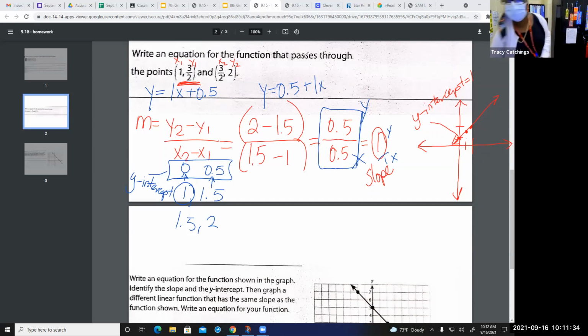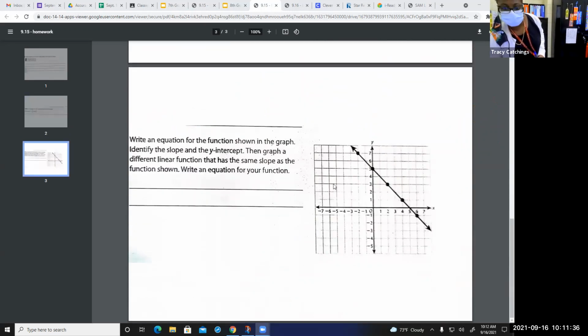Let's look at the last one. Last one wasn't too bad. They said write an equation for the function shown in the graph. Identify the slope and the y-intercept. So before we look any further, we have to look at that part. What do we notice? Okay, it has a negative slope. The y-intercept is 5, okay.